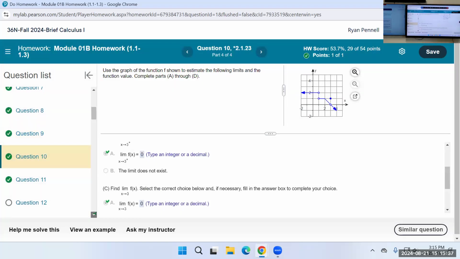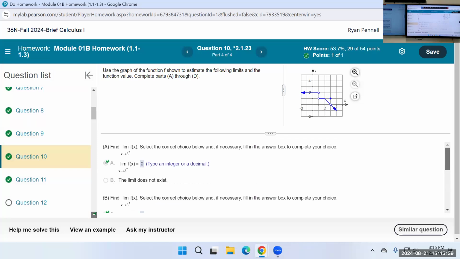Right. Very similar, but let's see what happens. Use the graph. We want to find the limit as x approaches 3 from the left.